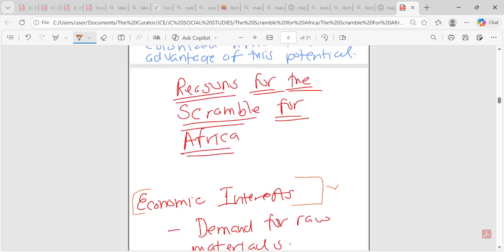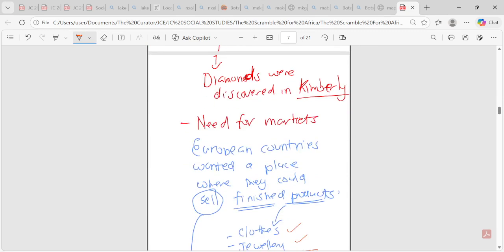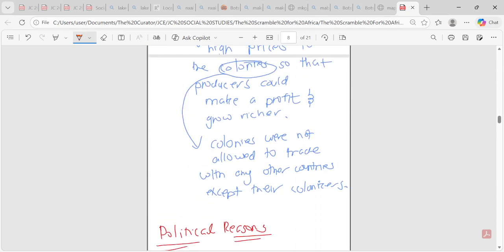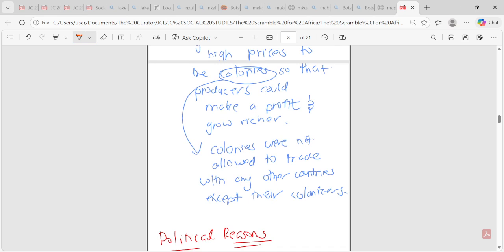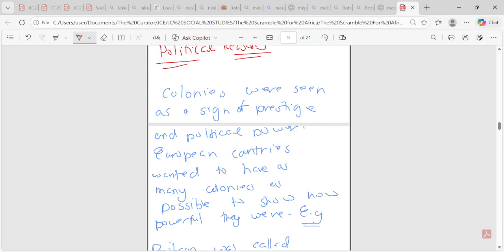So all in all, there was the economic interest, the demand for raw materials. I've just explained the need for markets. They sold to us at high prices and we were not allowed to trade with other countries. Political reasons. Colonies were seen as a sign of prestige and political power.